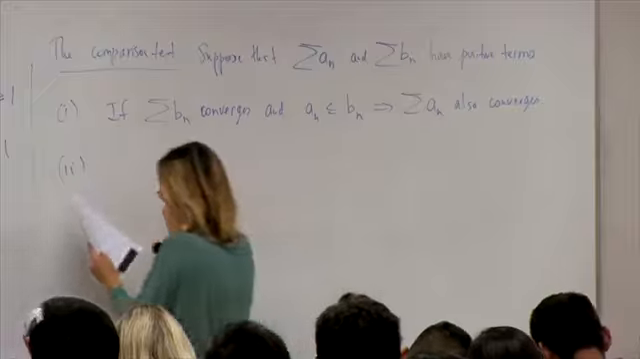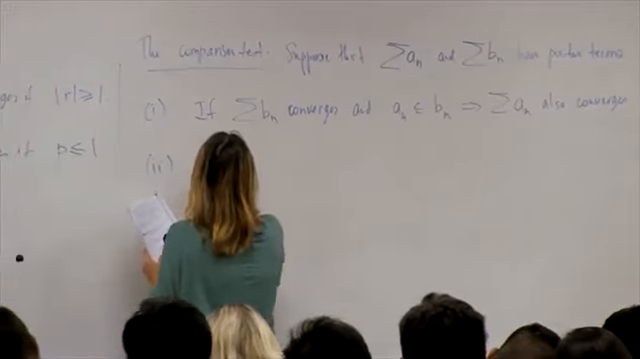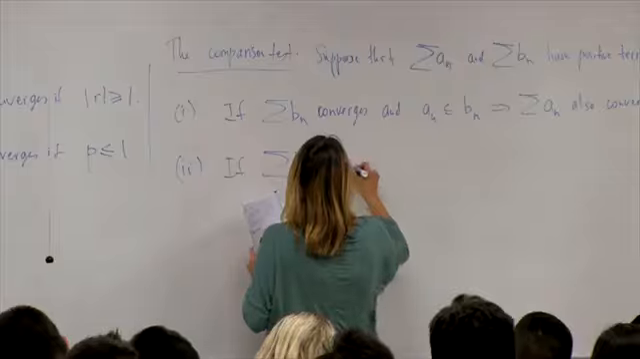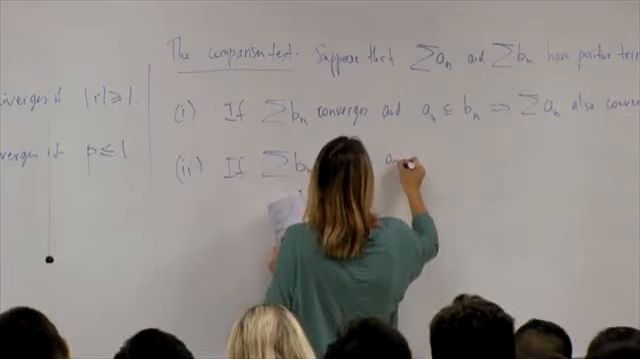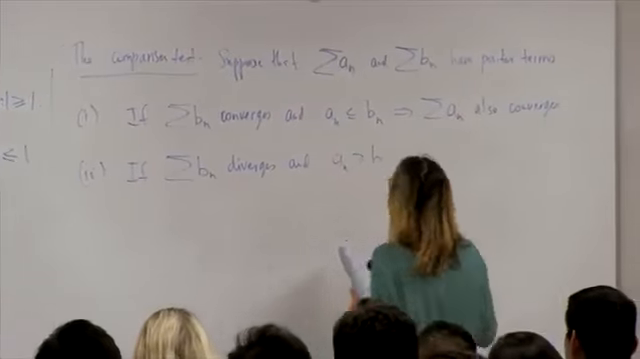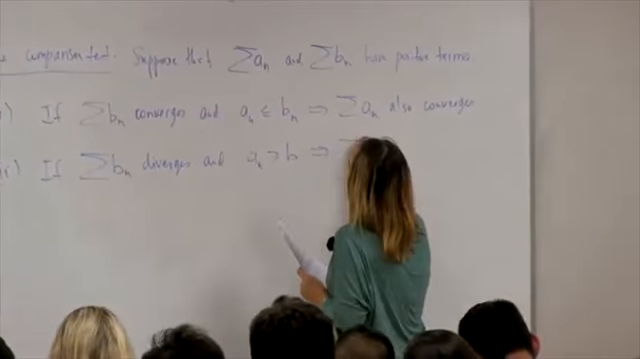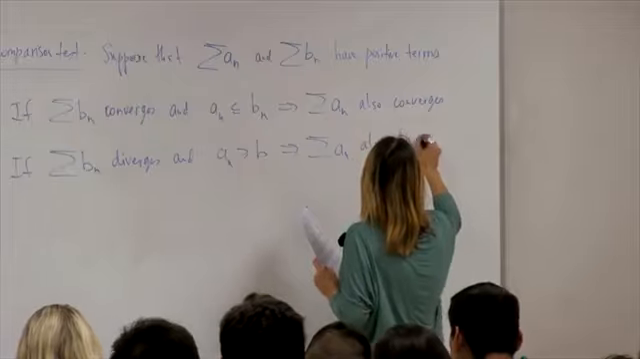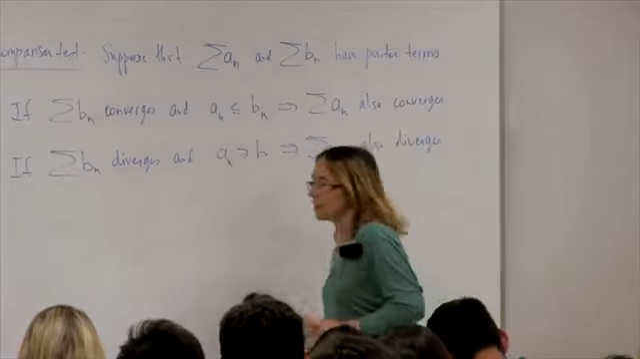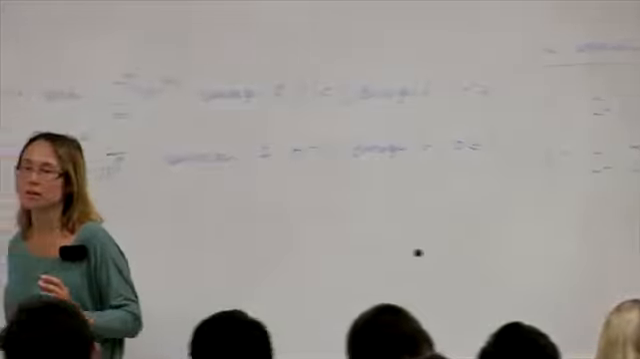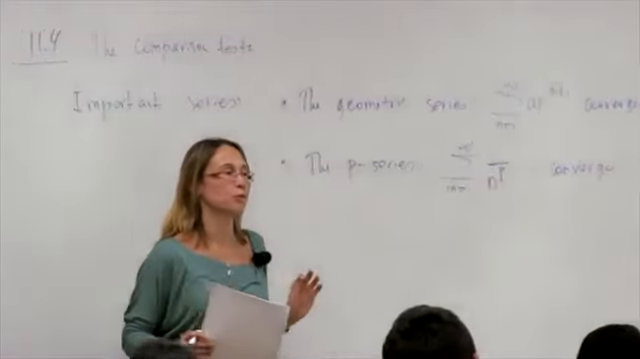On the other hand, if b_n diverges and a_n is greater than the other one, then a_n also diverges. Okay. This is almost completely exactly the same as the comparison test for improper integrals.